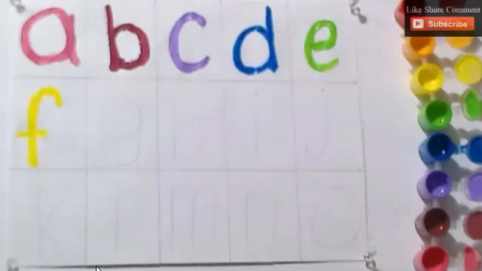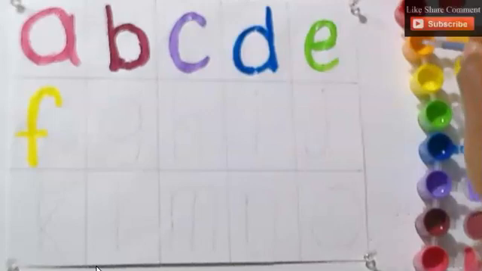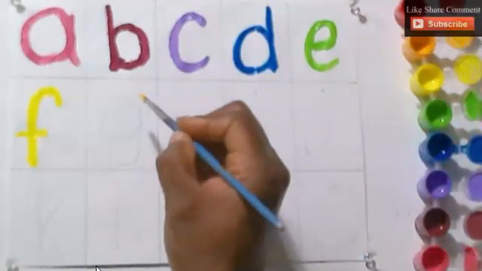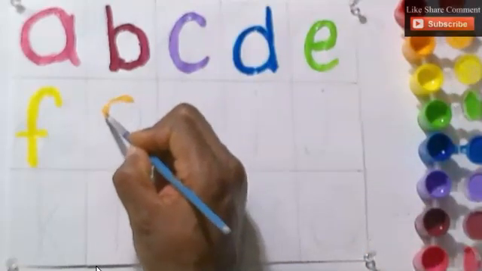After the letter F, we have the letter G. We will use the orange color to write the letter G.